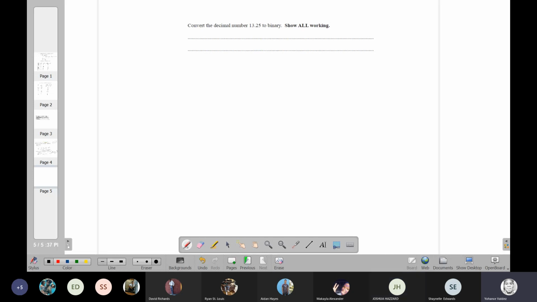Let me go over it with you all. Remember we talked about the point here, right? This is our point here, and we know that we have 1, 2, 4, 8 going forward here. And then we have half, quarter, 1/8, etc. going here, right? So let's take a look at converting this 13.